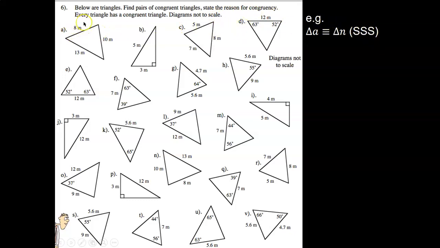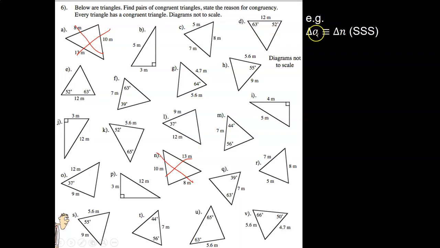So in this example here, I've got A. Now for triangle A, I'm given 3 sides, so I want to find another triangle that has got 3 sides that are the same length. So I have a look across the whole screen and I can see here down at N, I've got 8, 10, 13 like A, 8, 10, 13. Now I've used those two, so to make it easier for me, I can cross those off. And the way I show that they are congruent is these 3 lines here.